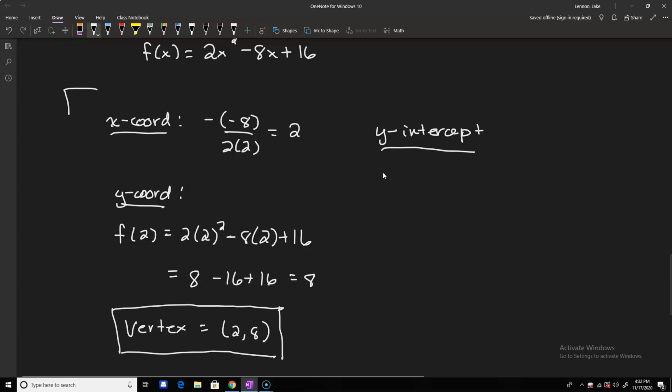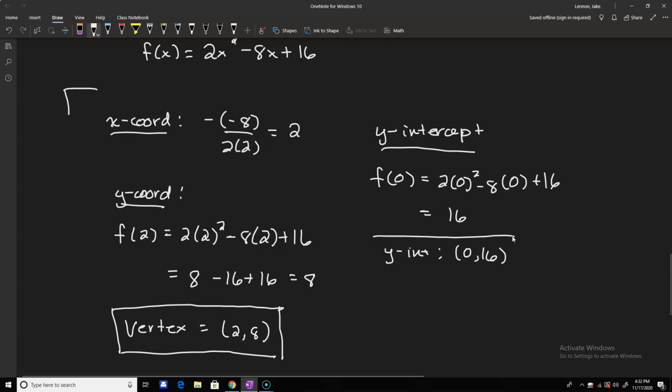So what does that look like? That's f of 0. So that's 2 times 0 squared minus 8 times 0 plus 16. So that gives a result of 16. So our y-intercept here is (0, 16). So that's the y-intercept. So the last intercepts we can look for are our x-intercepts.